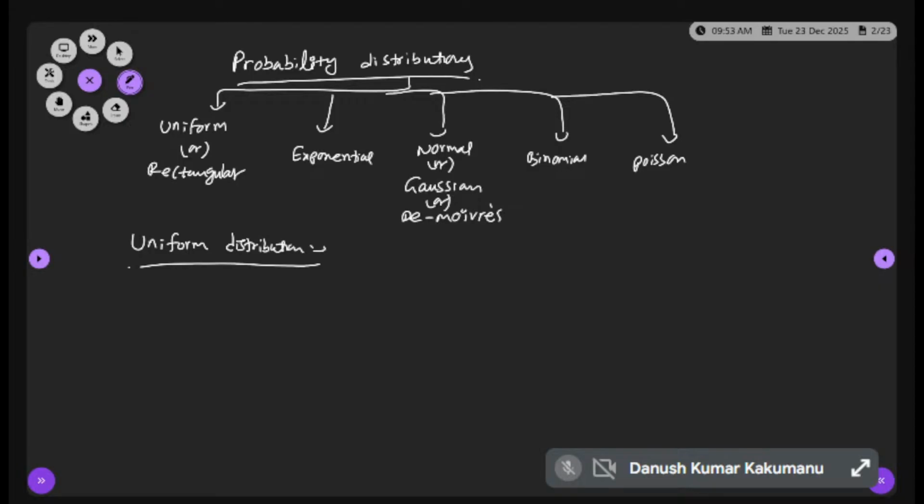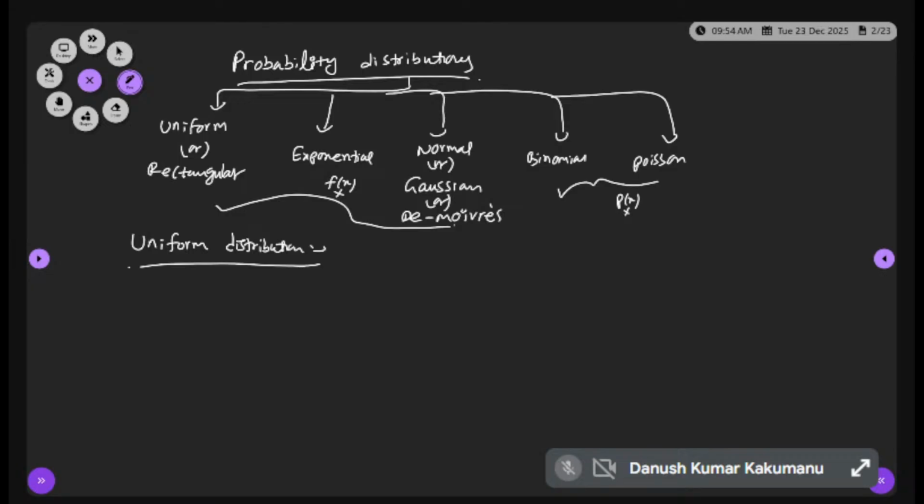Now tell me, in these three cases, what is the nature of the random variable? Continuous. Continuous are represented by what? PDF. In these two cases, what is the nature of the random variable? Discrete. Discrete are represented by what? PMF, probability mass function. Continuous are PDF, discrete are PMF.